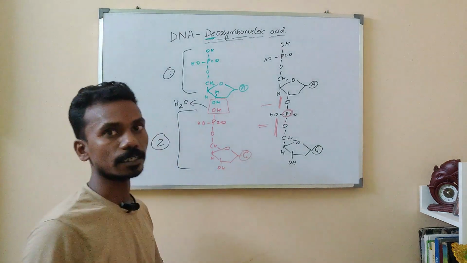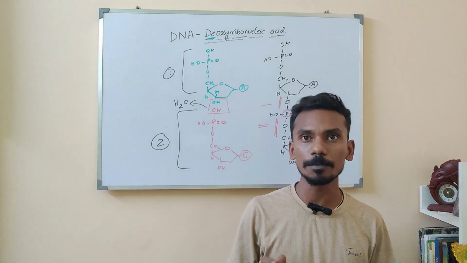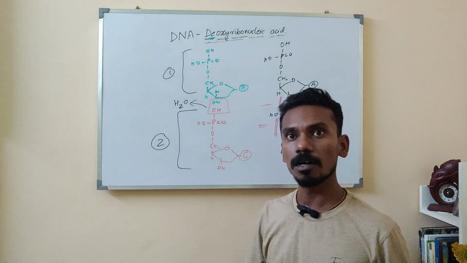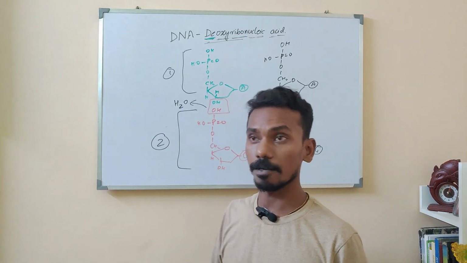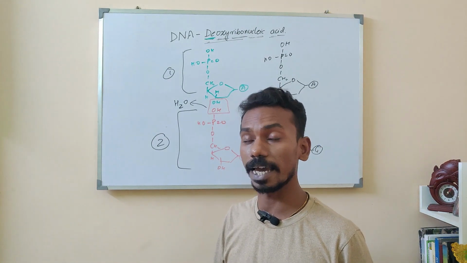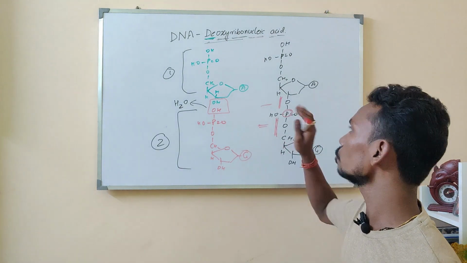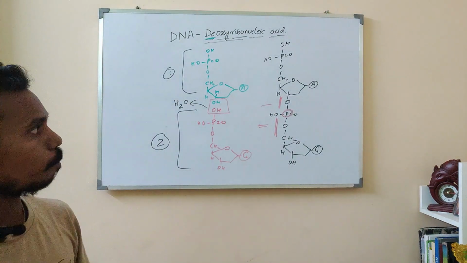So the phosphodiester bond is actually going to play a role as the backbone of your DNA helix or DNA molecule. So the backbone of your DNA is made up of the phosphodiester bond, along with the ribose sugar. Now let's talk about the opposite side.